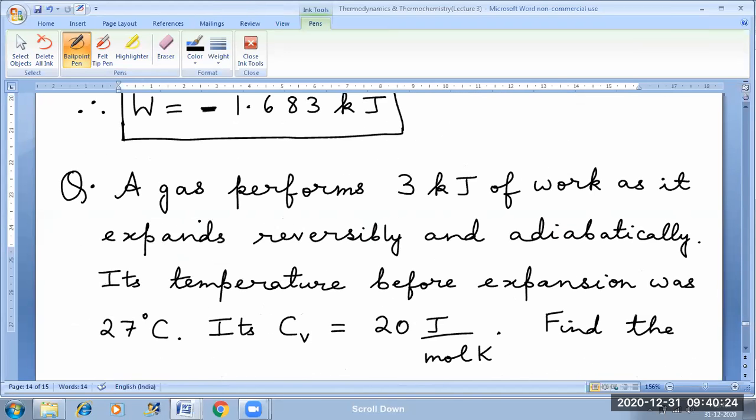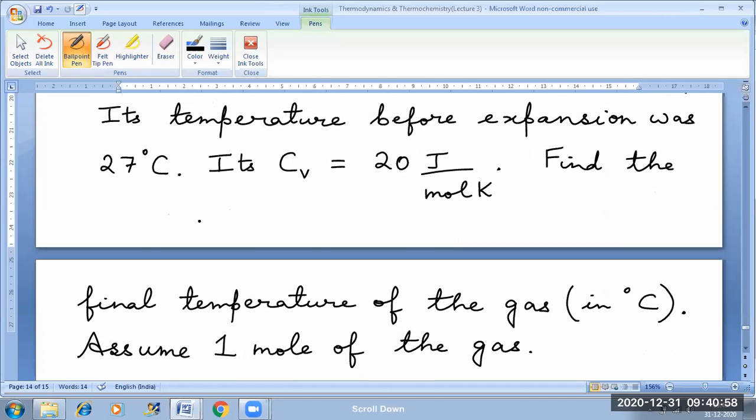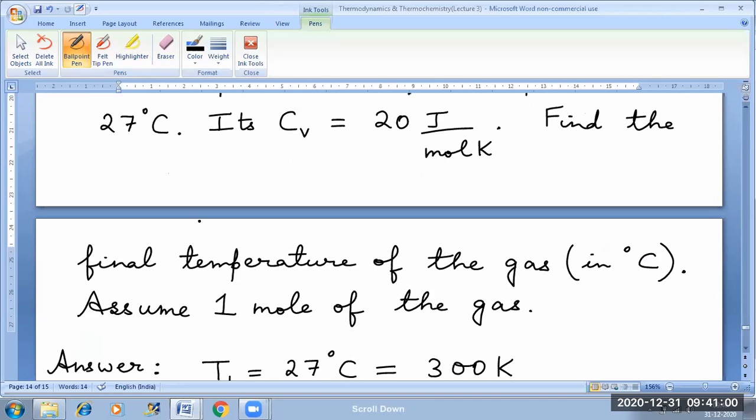Next question. A gas performs 3 kilojoule of work as it expands reversibly and adiabatically. Its temperature before expansion was 27 degrees Celsius. Value of Cv is given. Find the final temperature of the gas, but in degrees Celsius. Assume 1 mole of gas.